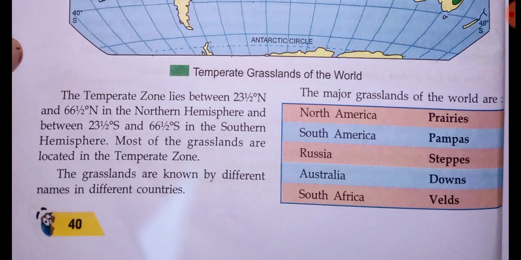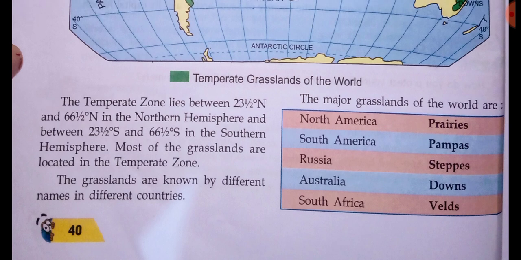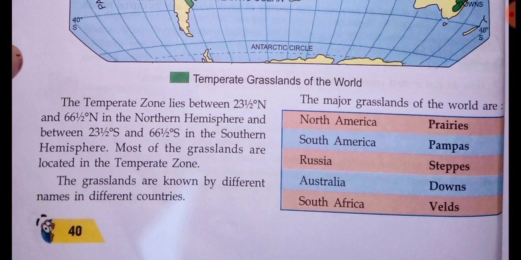Students, you already know that we divide our earth into three heat zones: torrid zone, temperate zone and frigid zone. In the torrid zone temperature is very high. In the temperate zone temperature is moderate, and in the frigid zone temperature is extremely cold. So in the temperate zone temperature is moderate. That's why most of the world's grasslands are located in the temperate zone.